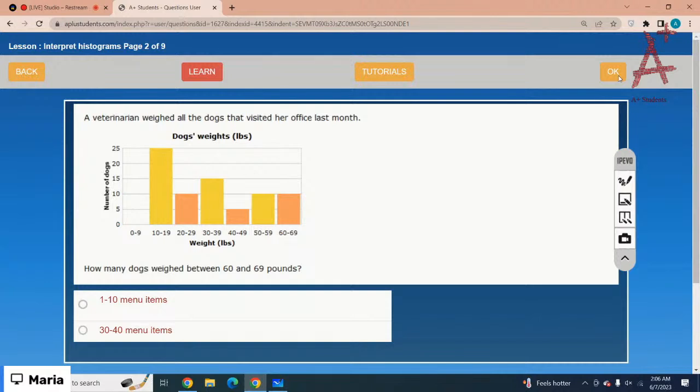The next one is: a veterinarian weighed all the dogs that visited her office last month. How many dogs weighed between 60 to 69 pounds? That's exactly the same question, but the options given below the question are not correct. You can see the options 1 to 10 and 30 to 40, but these are not the correct options. Got it? So just skip this one and move on to the next question.